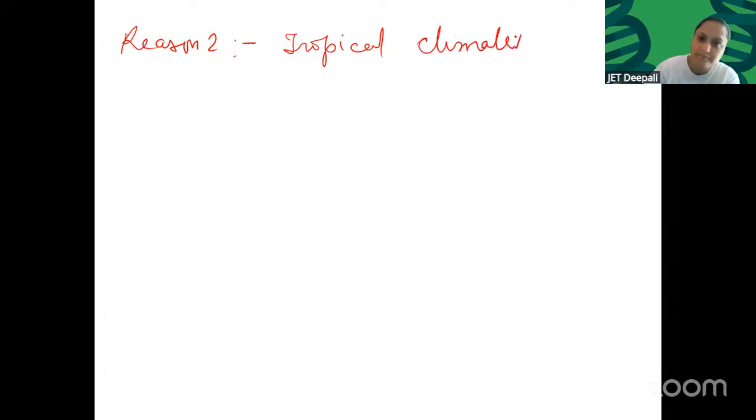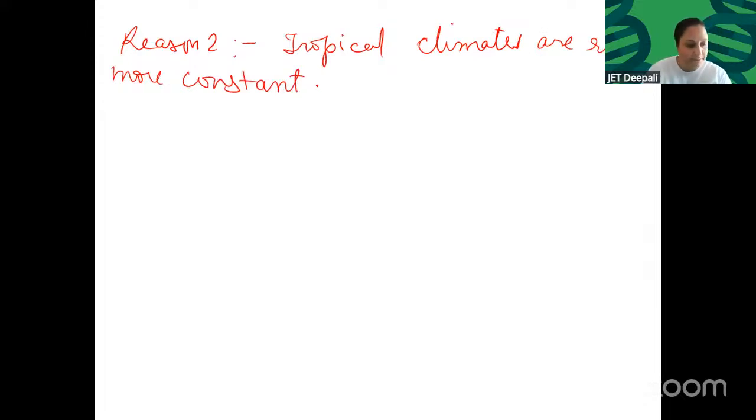Next part, reason 2. First reason we have discussed. Second reason, tropical climates are relatively more constant and predictable than that of the temperate region.